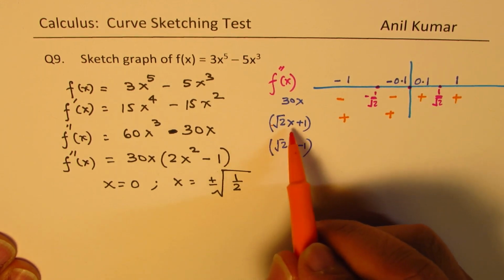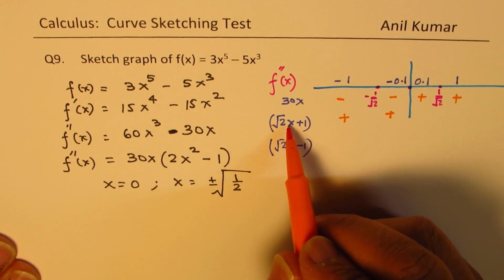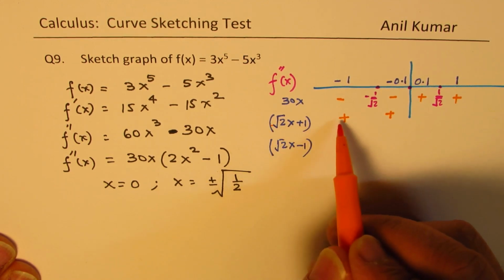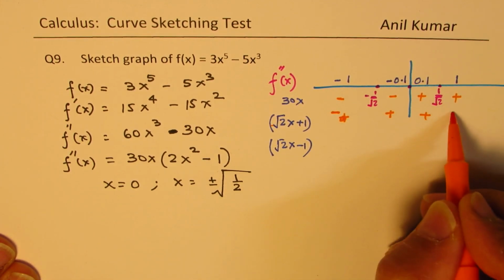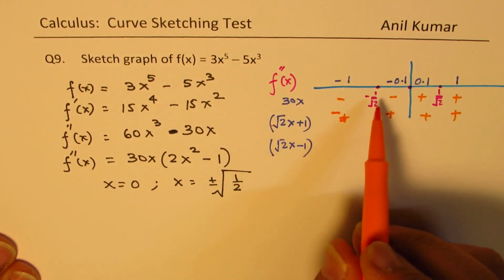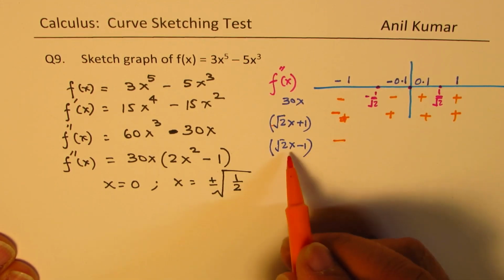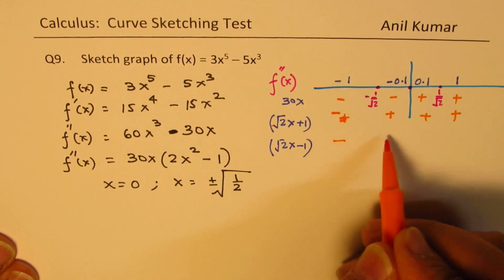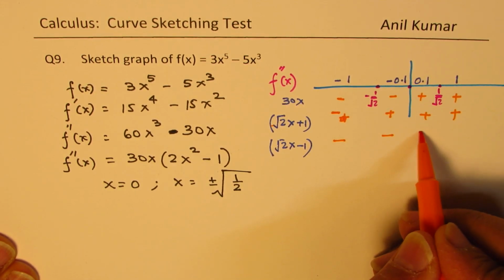No, this factor is going to be negative. When I write minus 1 here, then square root 2 is more than 1, about 1.4. This will be negative, sorry. However, this will be positive, this will be positive, that will also be positive. Now, when I substitute minus 1 here, this will be negative, this is negative, both are negative. And when I wrote 0.1, that will be negative.